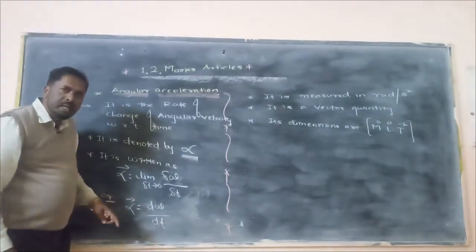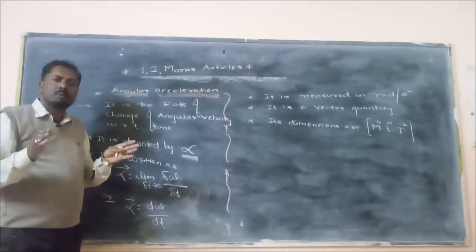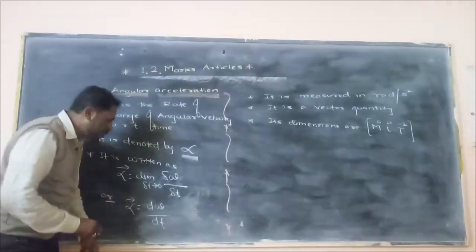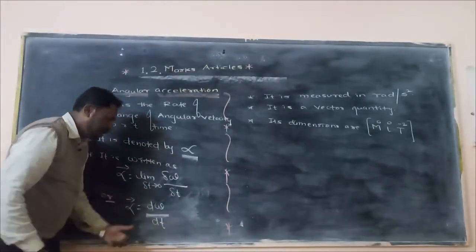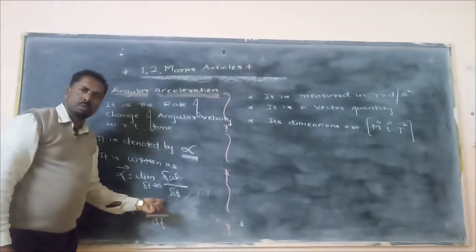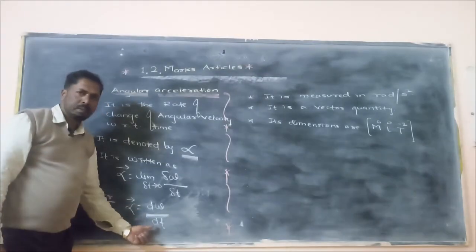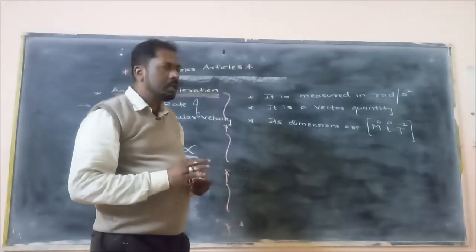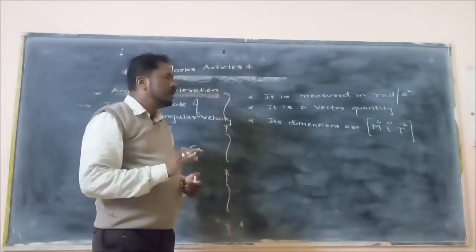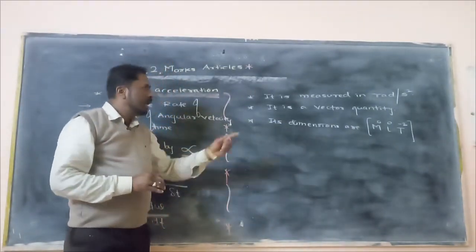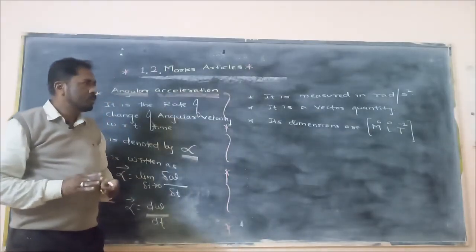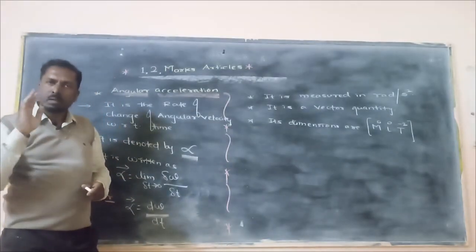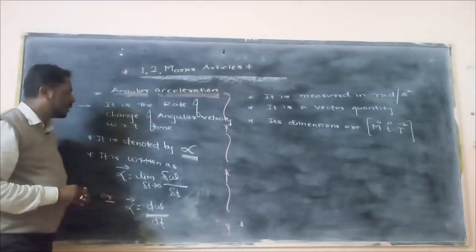So in the simplest way, what is angular acceleration? It is the ratio of change in angular velocity with respect to time. It is measured generally in radian per second square. It is also a vector quantity and its dimensions are m raised to 0, l raised to 0, t raised to minus 2.